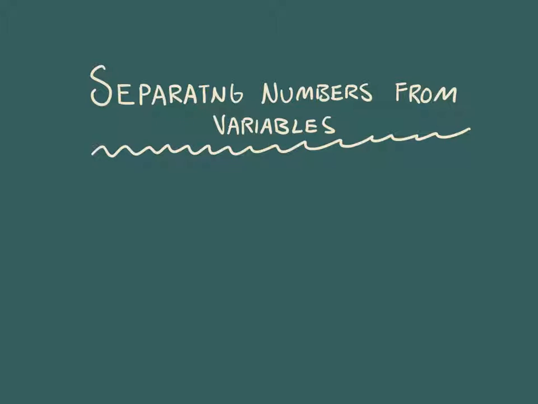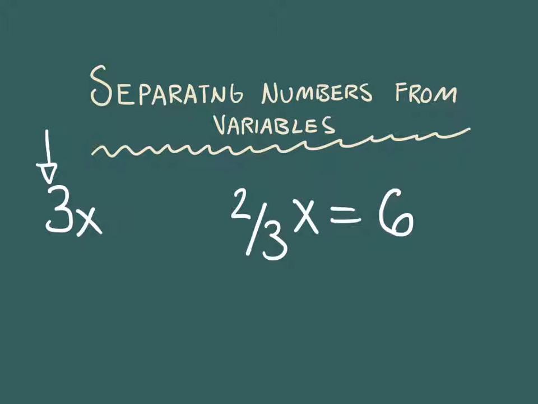So sometimes you will see just a number in front of a variable, and other times you will see a fraction in front of that variable. So here we have a new problem. 2/3 x is equal to 6.